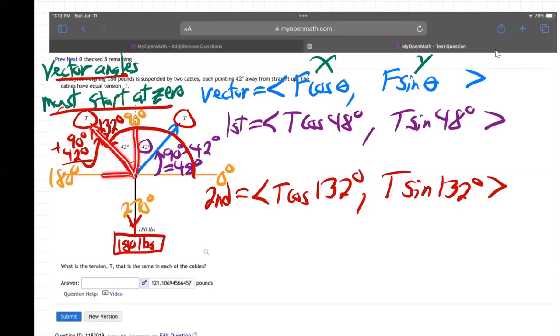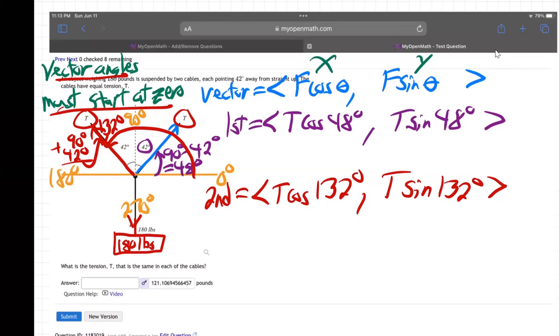He's past 90, not quite to 180. He's at 132. So you got to use the correct angle. That's the second vector. Okay, and what does that mean? Well, this is where you got to be real with this whole thing. What are they wanting this to do?